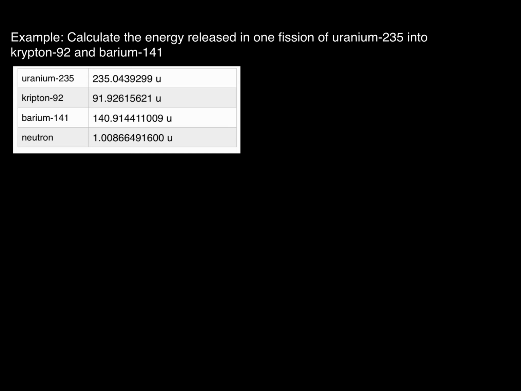Example: calculate the energy released in one fission of uranium-235 into krypton-92 and barium-141. The equation for this nuclear reaction is uranium-235, atomic number 92, plus 1 neutron turns into krypton-92 with atomic number 36 plus barium-141 with atomic number 56. In the reaction, 3 neutrons are also produced.